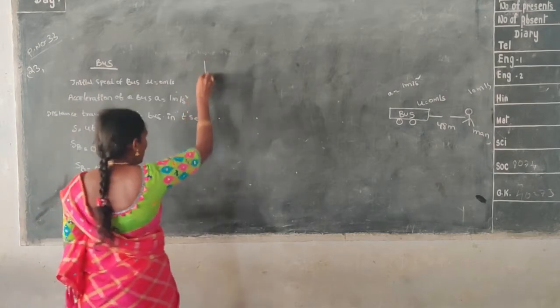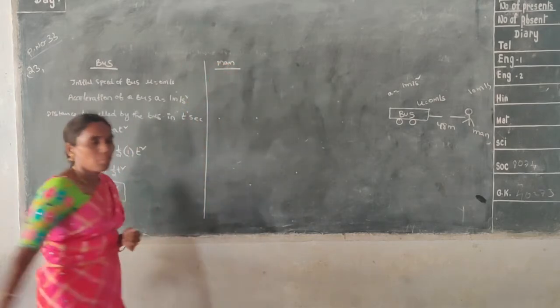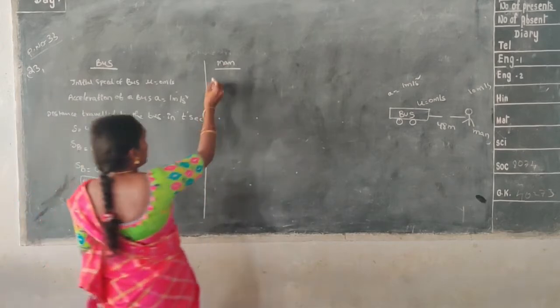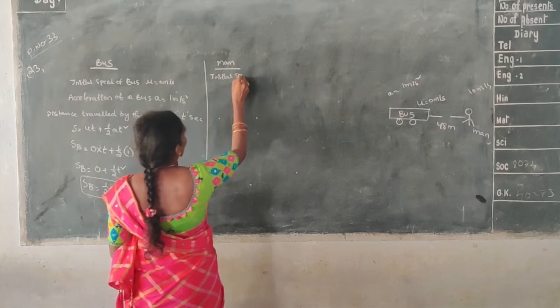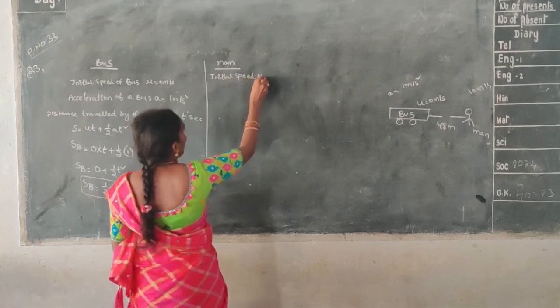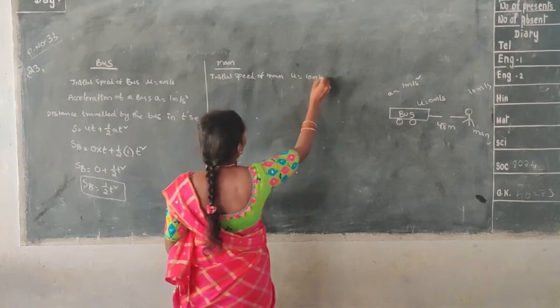Here in this case, the man. The initial speed of the man u is equal to 10 meter per second.